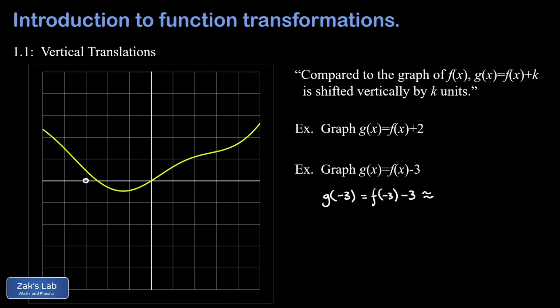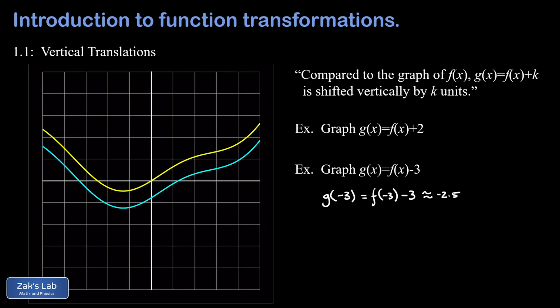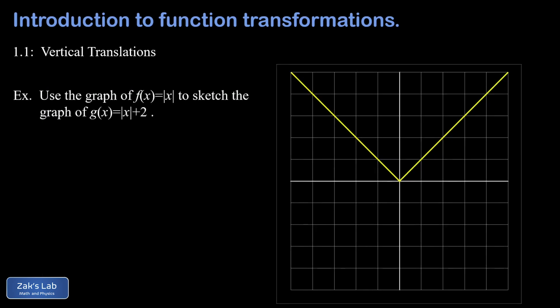So just as an approximation, f of negative 3 was about a half, and so we're going to go 1, 2, 3 steps below that, and we get a g value of about negative 2.5, 3 units lower than the original f value. And of course, as we look at more values of x, every y value on the graph of g of x is just going to be 3 units lower than the y value on the graph of f of x.